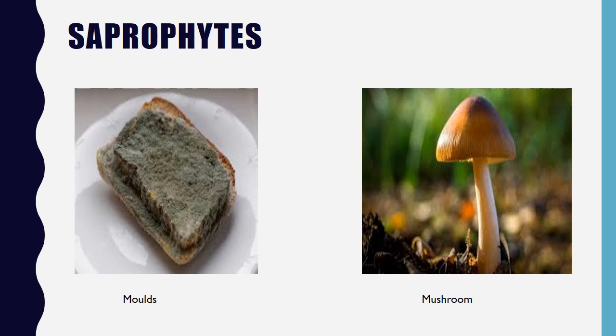So again, saprophytes are non-green plants completely dependent on their surroundings for water and food. They don't contain chlorophyll. The examples of saprophytes are molds and mushroom. Both are fungi. Mushroom is the biggest fungi and molds are the simplest form of fungi.